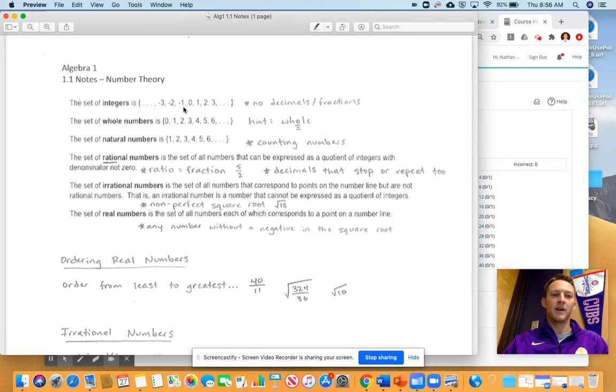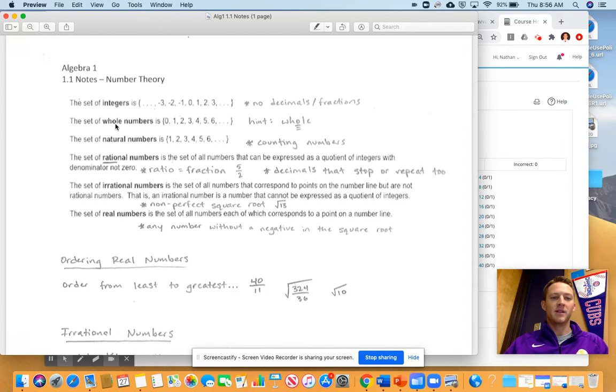So -3, -2, -1, 0, 1, 2, 3, all the way to infinity, and starting over here at negative infinity. Whole numbers are kind of what we would call whole numbers. Again, they just start at zero, so there's no negatives. Starts at zero, goes 1, 2, 3, 4, 5, 6, all the way to infinity.